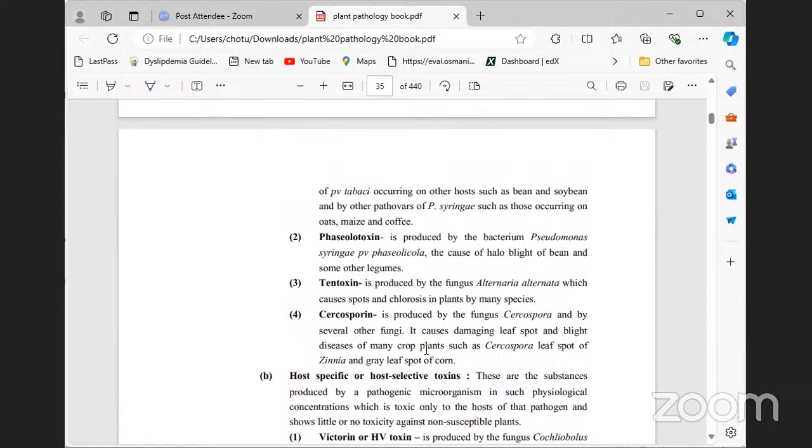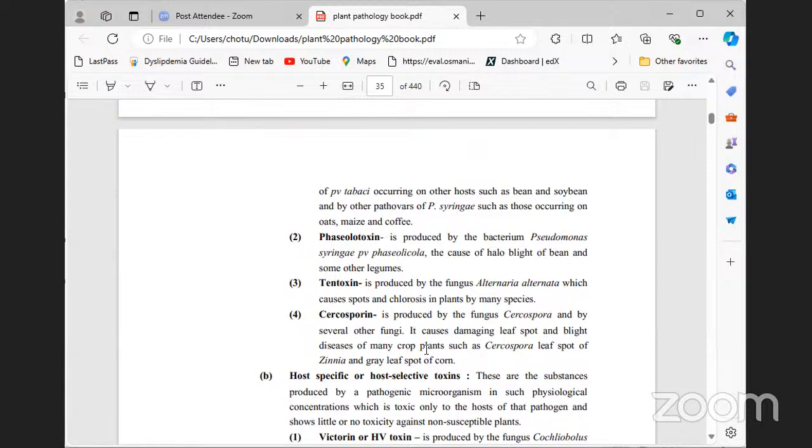Coming to the second one, phaseolotoxin. Phaseolotoxin is also produced by a bacterium, Pseudomonas syringae pv. phaseolicola, causing halo blight of bean and some other legumes.